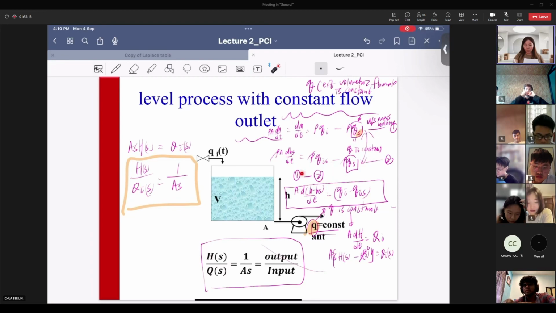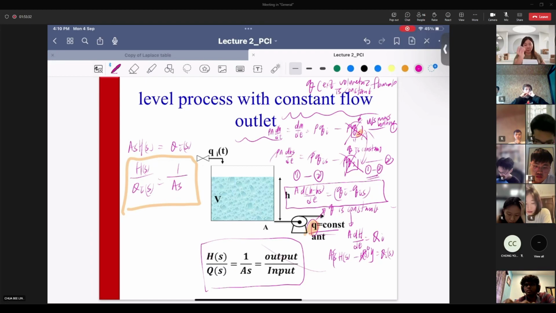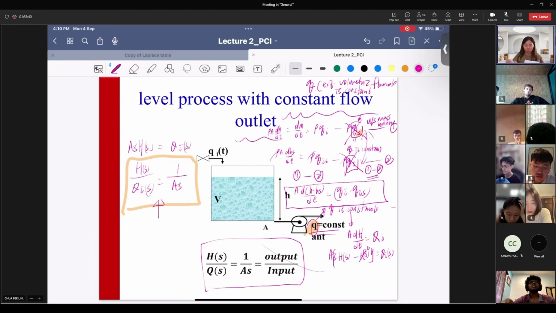When you use equation 1 minus equation 2, this one is gone because of 1 minus 2. Same value, just like 5 minus 5 equals 0. So from here, the final answer will be this. When you repeat the same steps, Laplace transform both sides, rearrange, and get the output over the input.